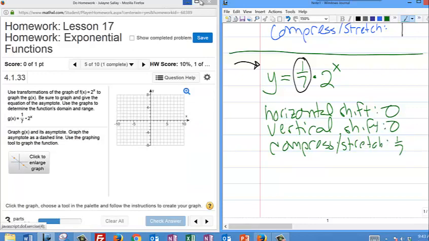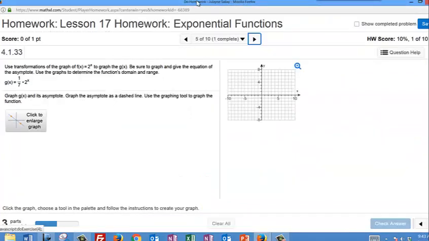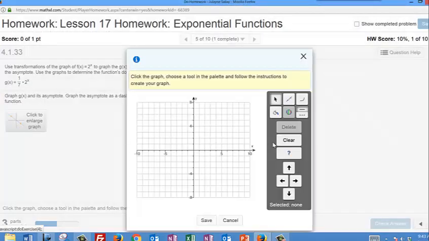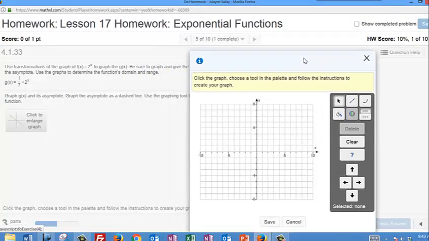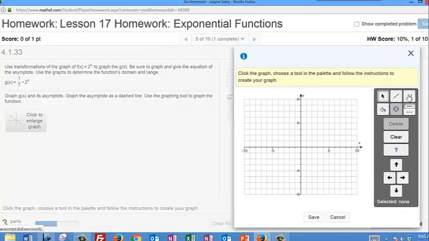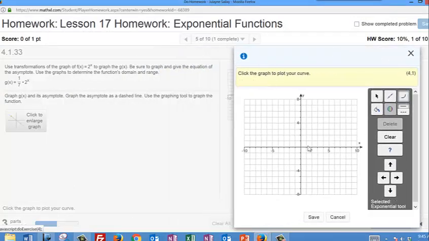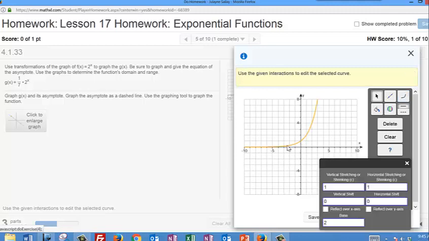So I'm going to pop back over to my question, make that a little bit bigger here. Okay, so I'm going to use my exponential tool, and I'm going to click on (0, 1), because I know that all exponentials go through (0, 1). Notice that my graph had a base of 2 to the x, and it already has a base of 2, which is pretty nice here. So all I need to focus on is the horizontal shift, the vertical shift, and the compress or stretch.